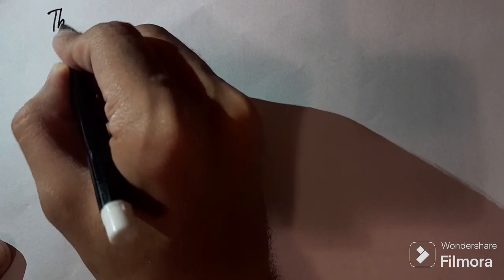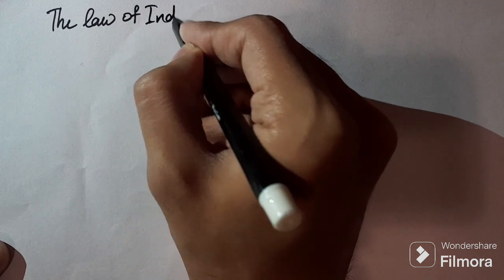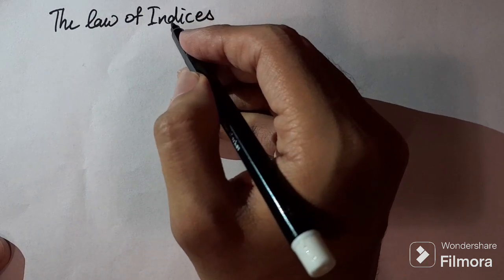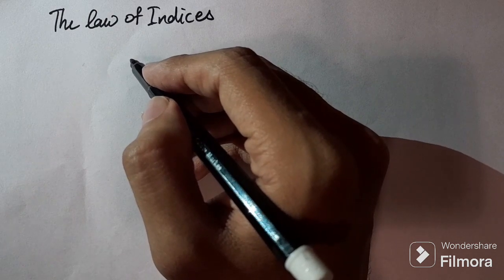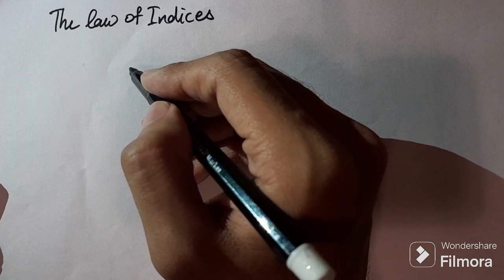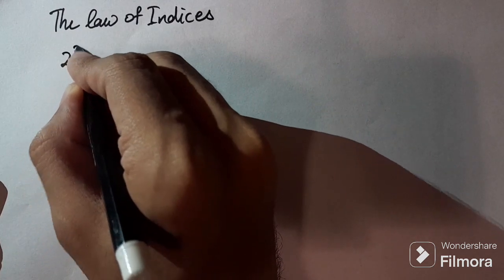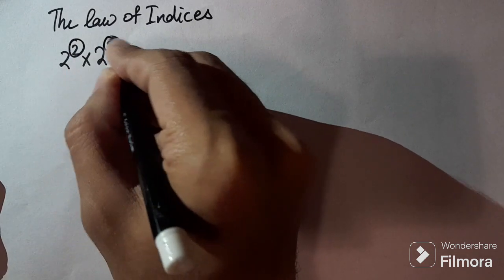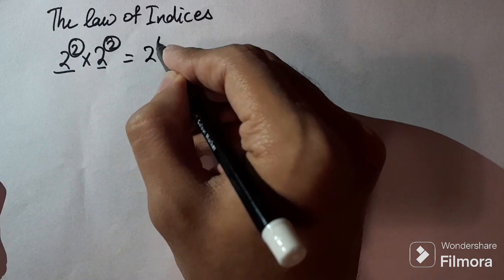Another part of indices is the laws of indices. The laws of indices are very important in algebra because they give you a quick way of simplifying expressions. If we have 2 to the power of 2 multiplied by 2 to the power of 2, the powers will add up and the base number will stay the same. So we will have 2 to the power of 4.